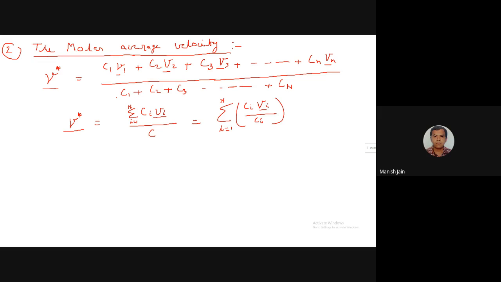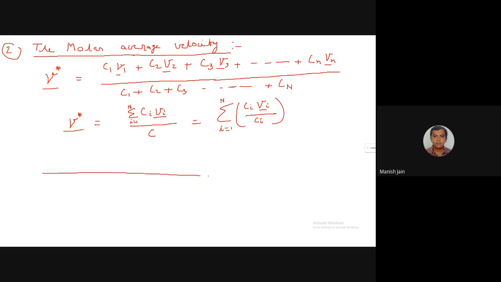Now you can define the diffusion velocity. Why are the average velocities important? Because when you know the average velocity of the system, then if you subtract the individual component velocity from the average velocity, you will get the actual relative velocity of that component. So now we will define the diffusion velocity. How is the diffusion velocity important?